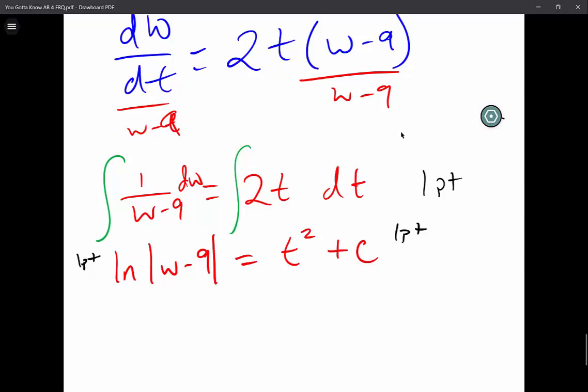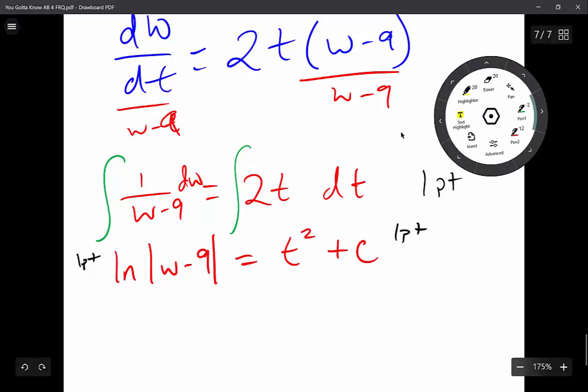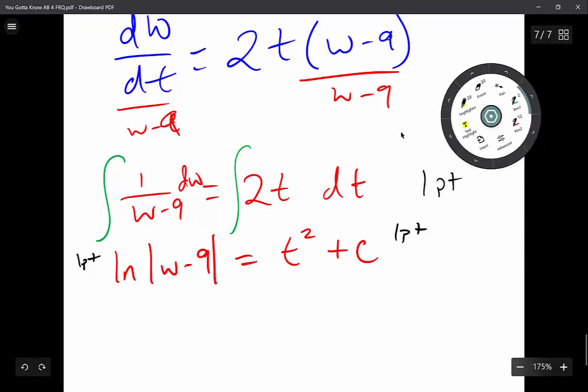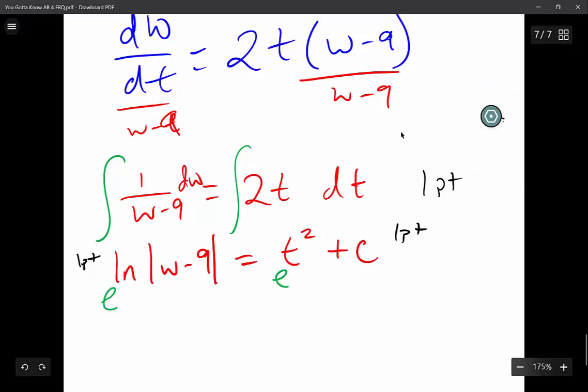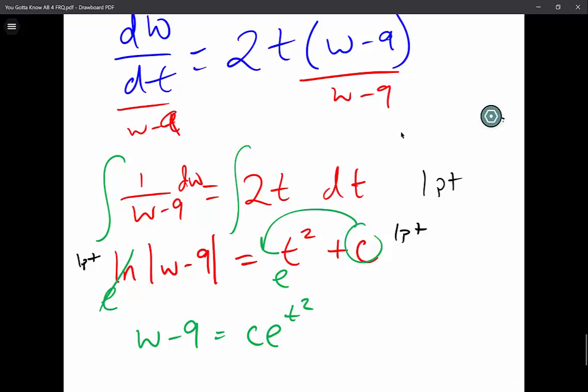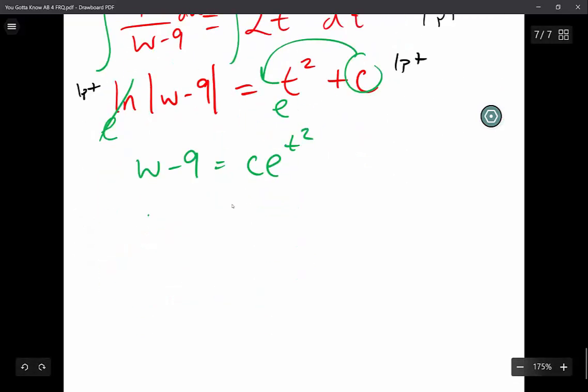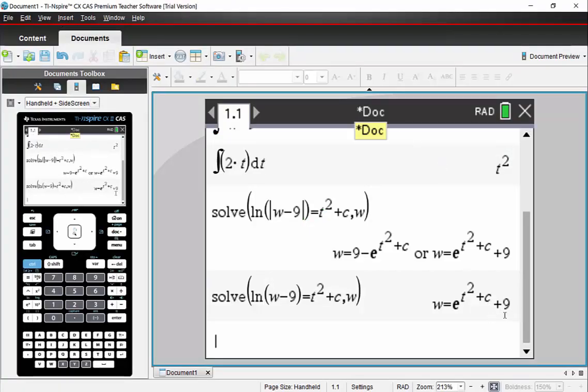So anyways, if we do e to both sides, let's see if we can get to that answer. E to both sides, that cancels. W minus 9 equals, we bring the c down, c e to the t squared. And then we're going to add 9 over. So w equals c e to the t squared plus 9. And that's what we have here. This was not a hard one, I think, at all to get to. But on some of the ones that are a little bit trickier by hand, we can do that.